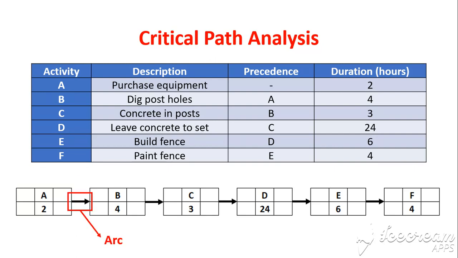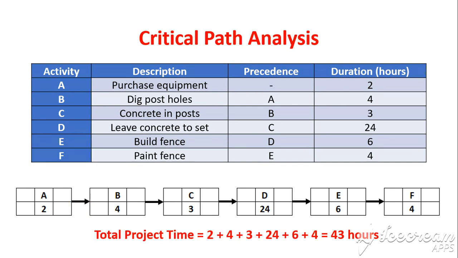The arrows are called arcs, and they determine which direction we go from one node to the next. Right, well, for this activity, it's what we call a linear network diagram, because one activity leads straight on to the next, and we must follow all activities to the end. So we can just add up 2 plus 4 plus 3 plus 24 plus 6 plus 4 to make a total project time of 43 hours.